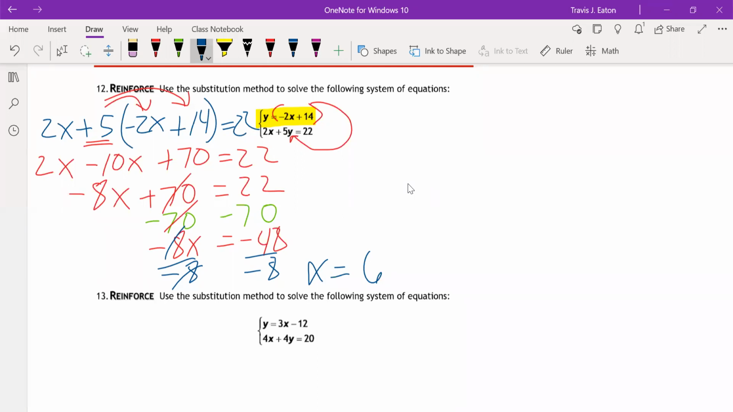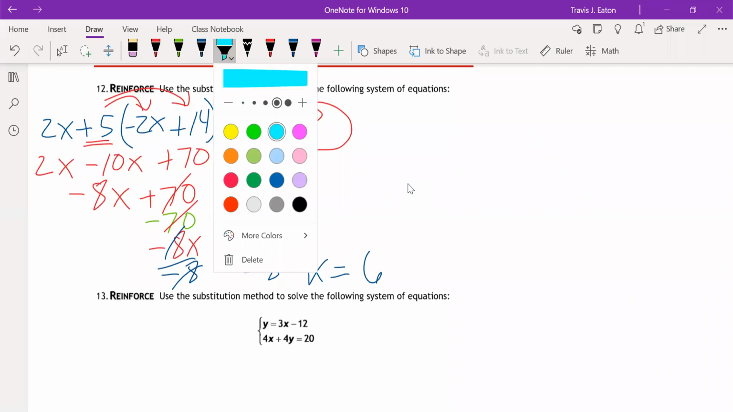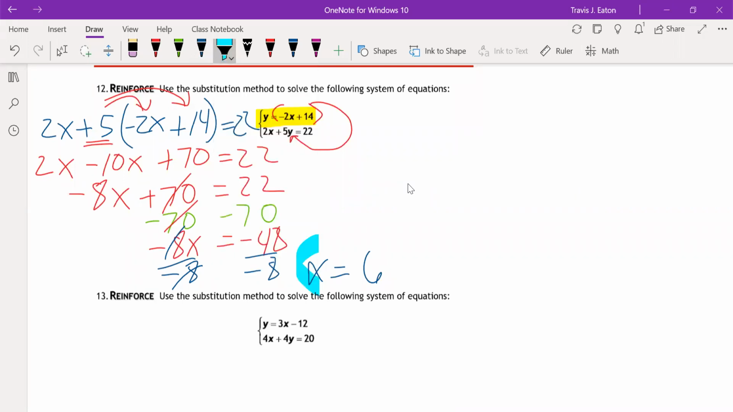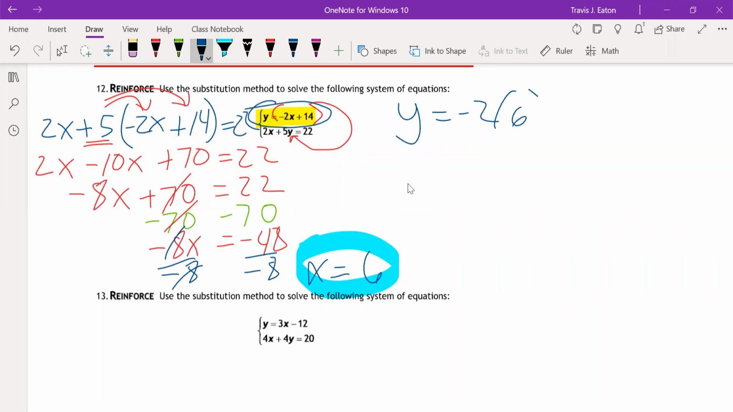Okay. Well, now that we know what x is, x equals 6, we're going to substitute that back into the other equation to find out how much y is. So we're going to take this equation right here and figure out what y is. What is the value of y? So y equals negative 2 times x, which is 6, plus 14.